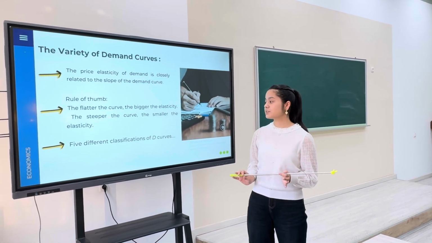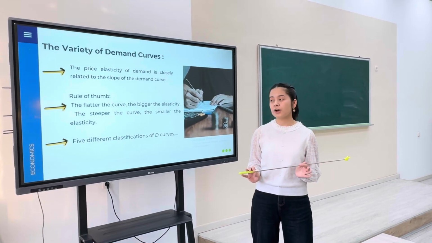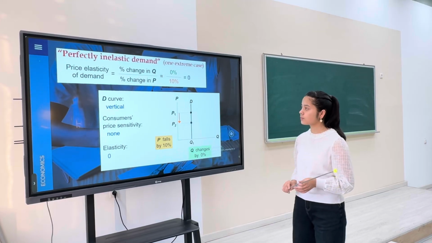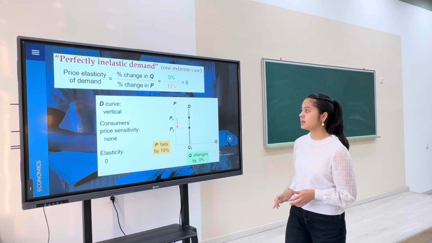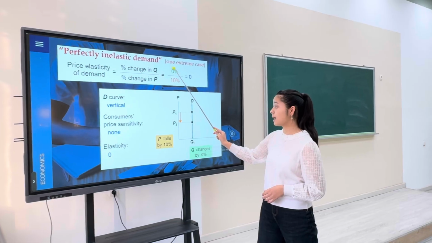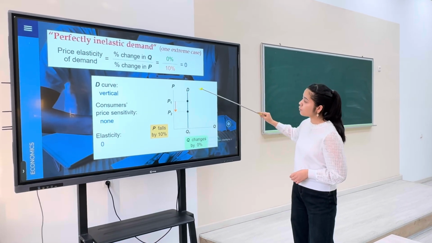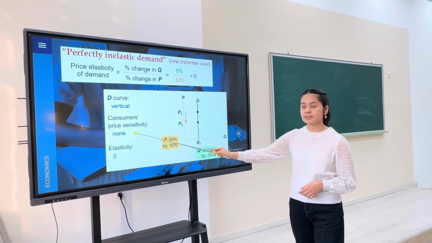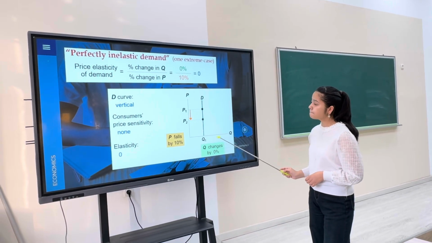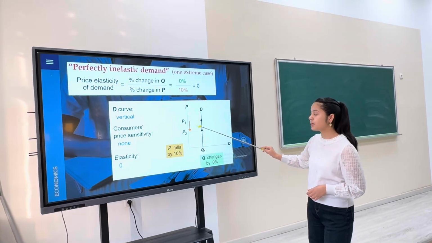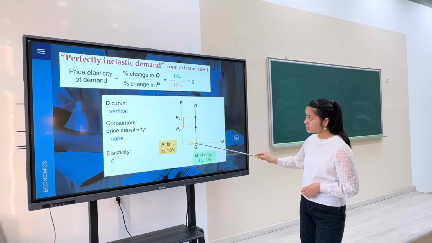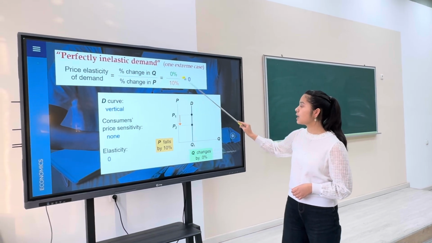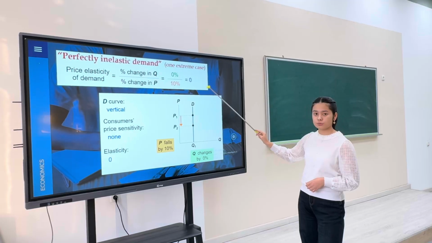Economists classify demand curves into 5 types, and we will discuss them. The very first one is perfectly inelastic demand. Here, the demand curve is vertical. It means consumers' price sensitivity is none, and the price may decrease or increase, but as the quantity change percentage is 0, the final result is also 0.